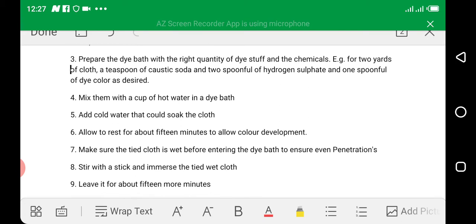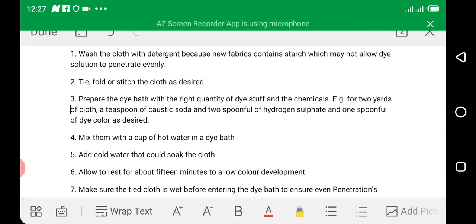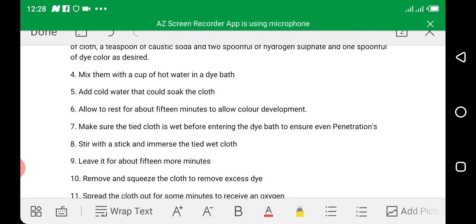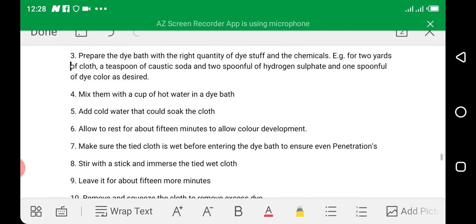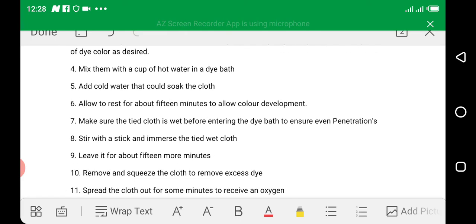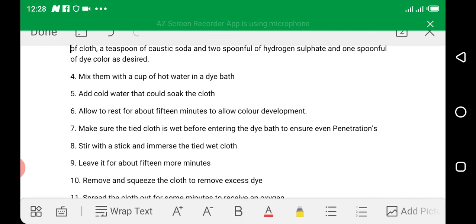The fourth one, mix them with a cup of hot water in a dye bath. You get a bucket or a bowl, that is the dye bath, and you mix all these chemicals together to form a solution. Add cold water that could soak the clothes. Allow to rest for 15 minutes for color development. You allow the fabric in it to soak for at least 15 minutes. This will enhance the color to spread out on the fabric.